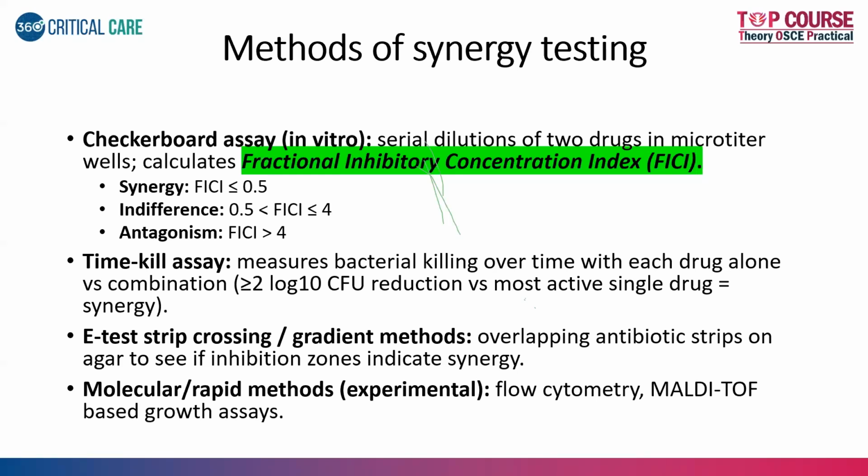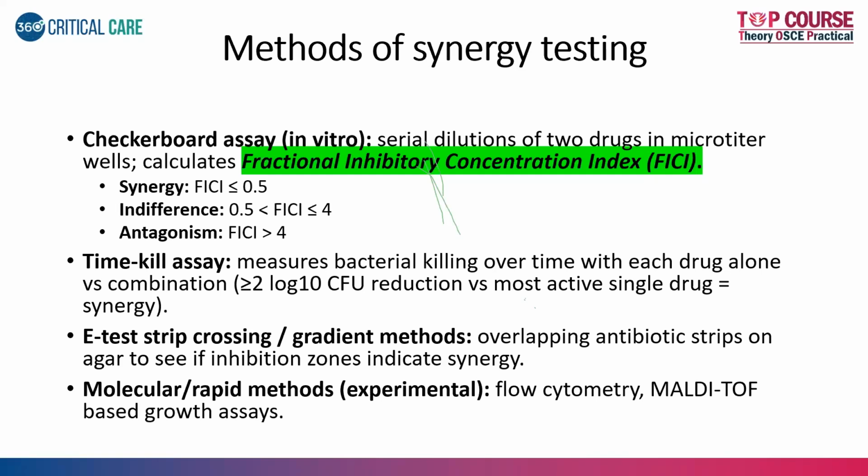So this is one way of doing synergy testing, checkerboard. Remember FICI, that is your fractional inhibitory concentration index. Serial dilutions of two drugs are used in wells. These wells, they see how they are able to achieve clearance. Other ways are time to kill assay, E-strip crossing, molecular rapid techniques, etc. All of these are methods to do synergy testing.